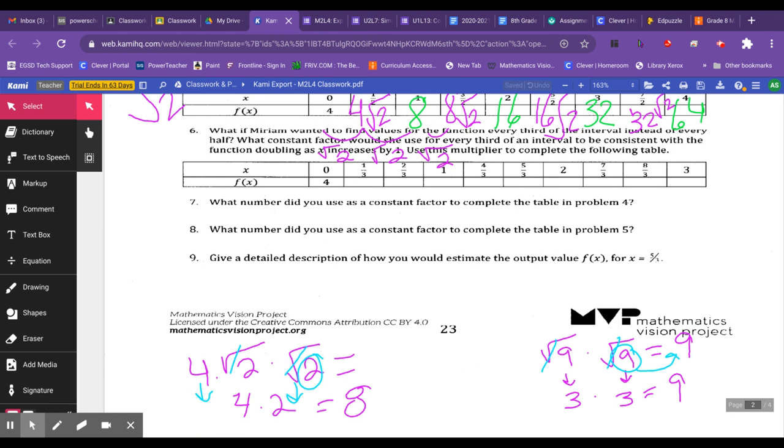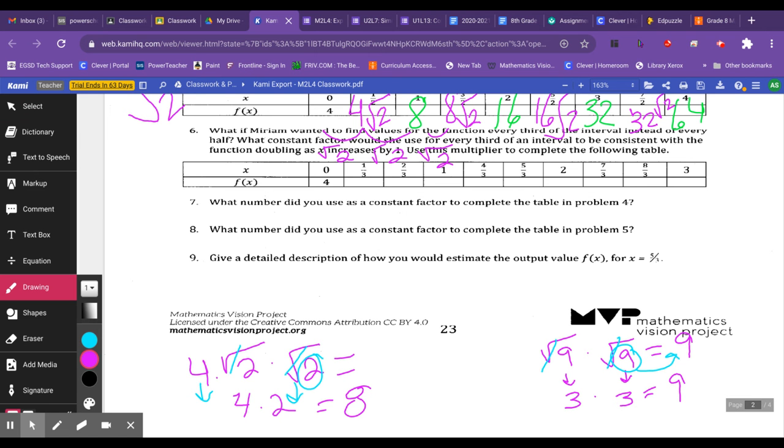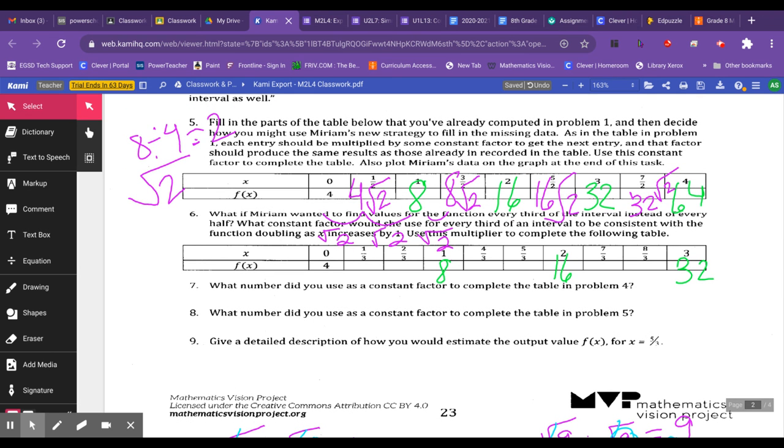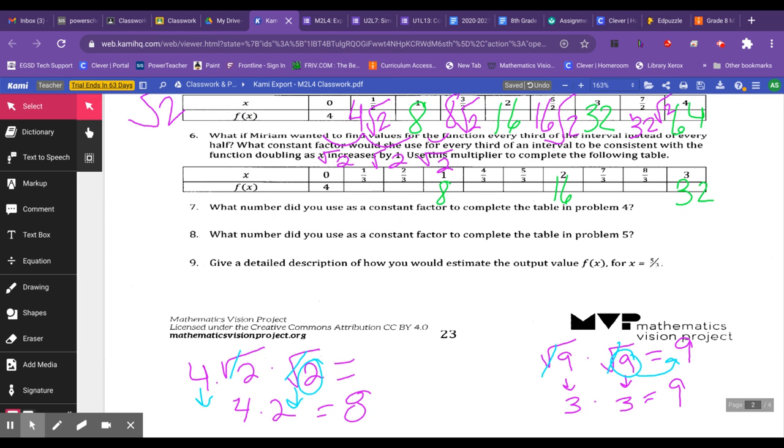So what if Miriam wanted to find the values for the function of every third interval instead of every half? So we're trying to get more dots in between the 0 and 1, 1 and 2, 2 and 3. So again, I'm going to go over here and fill in that this is 8, this is 16, and this is 32. Well, same process as we did before. We're taking the division and then how many jumps we have.